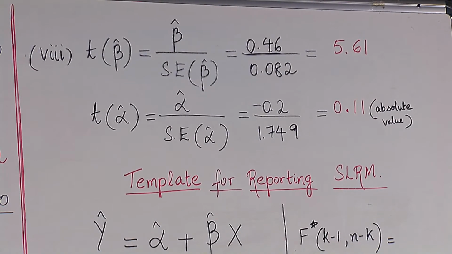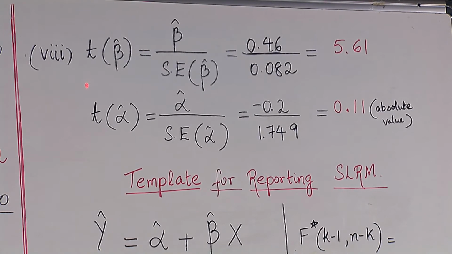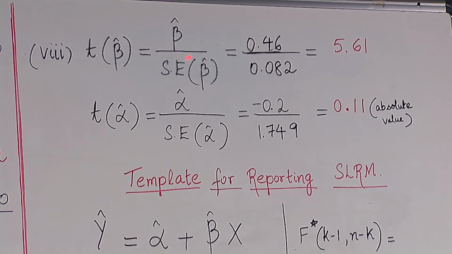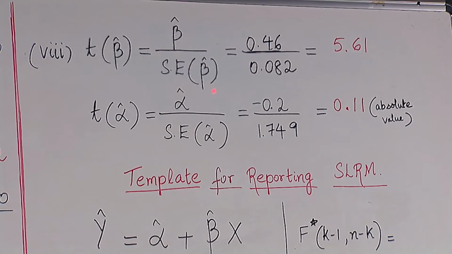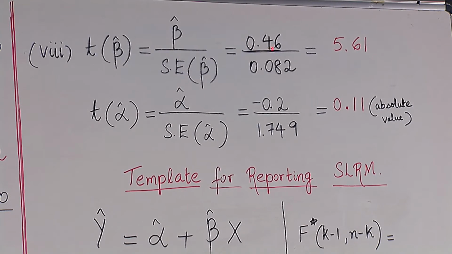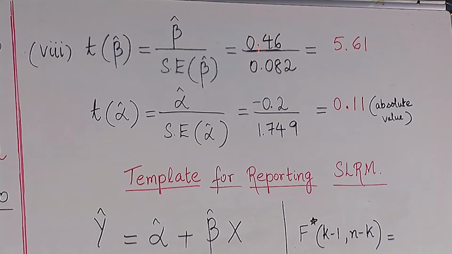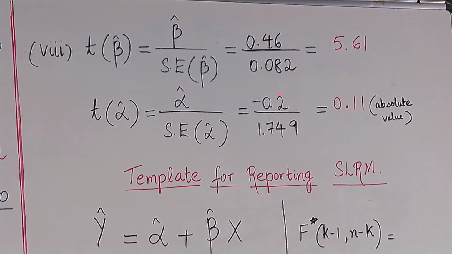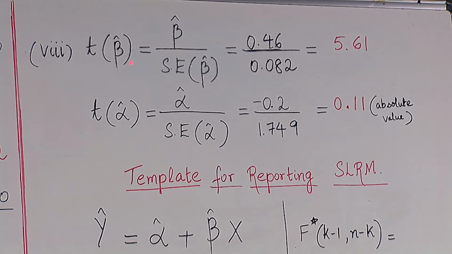Now, let us calculate the t statistics for alpha hat and beta hat. First, the formula for the t statistics of beta hat is beta hat by standard error of beta hat. As we already know, the value of beta hat is 0.46 and the standard error of beta hat calculated is 0.082 in this case. We substitute the values in the formula and find the answer. 0.46 by 0.082 gives you 5.61. So, the t statistics for beta hat is 5.61.